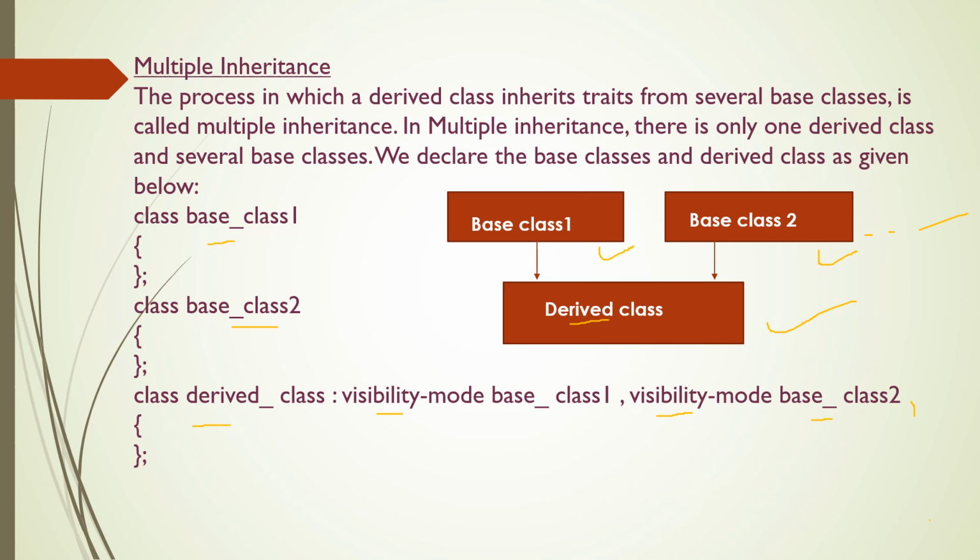In multiple inheritance, we just have to remember that in single inheritance there will be one base class and one derived class, and in multiple inheritance there will be one derived class which can access properties from several base classes, which means there will be more than one base class. Okay, so this is the concept of multiple inheritance. Now let's see an example of multiple inheritance and understand it using a program.